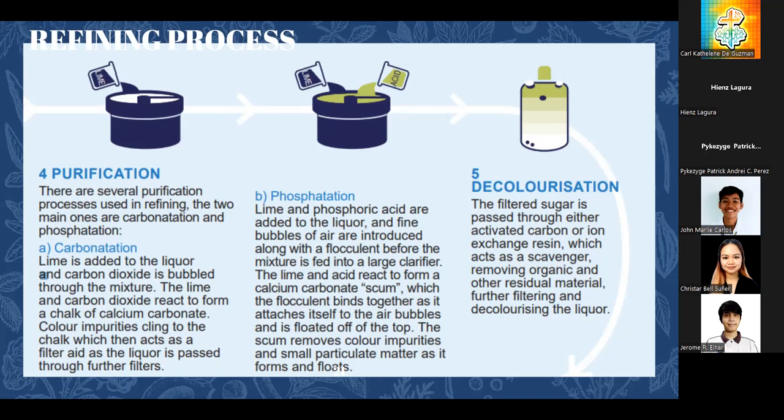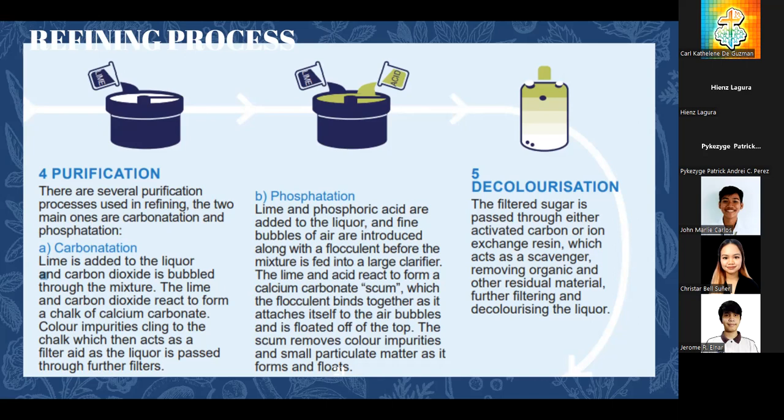The second is phosphatation. Lime and phosphoric acid are added to the liquor and fine bubbles of air are introduced along with a flocculant before the mixture is fed into a large clarifier. The lime and acid react to form a calcium phosphate scum, which the flocculant binds together as it attaches itself to the air bubbles and is floated off the top. The scum removes color impurities and small particulate matter as it forms and floats.